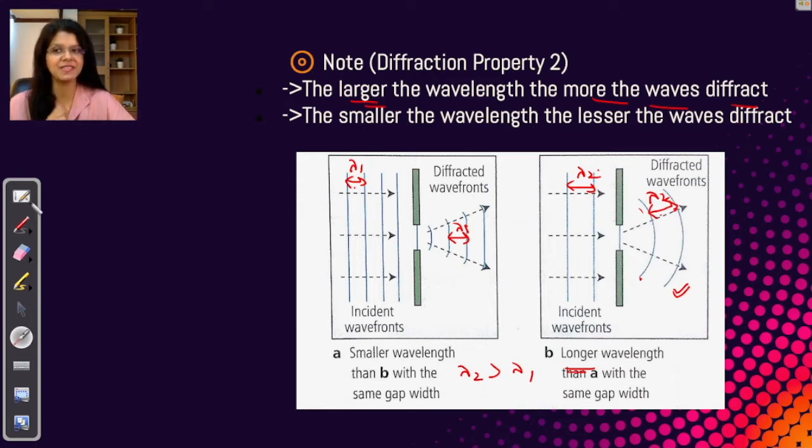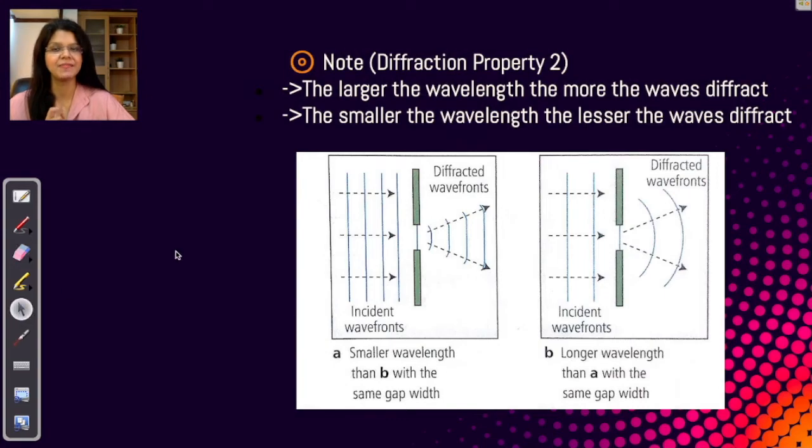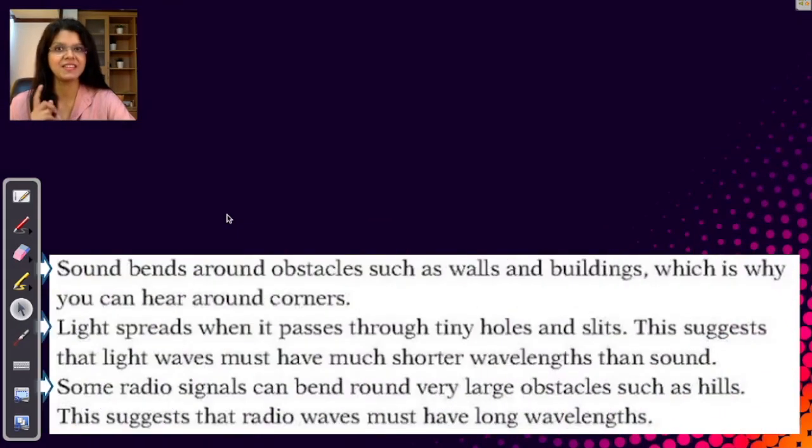Be careful about these facts in your answer, that the diffraction does not and will never change the wavelength. Even the reflection does not change the wavelength. It is just the refraction which changes the wavelength, which we'll understand just now.